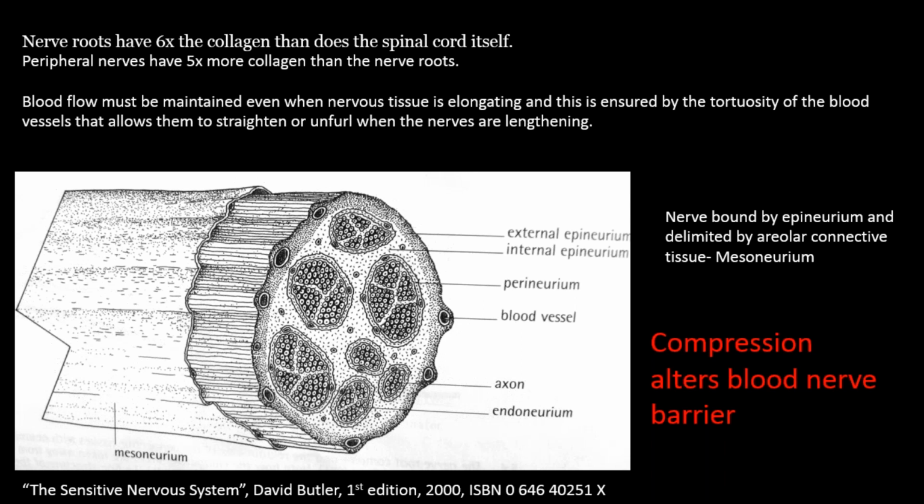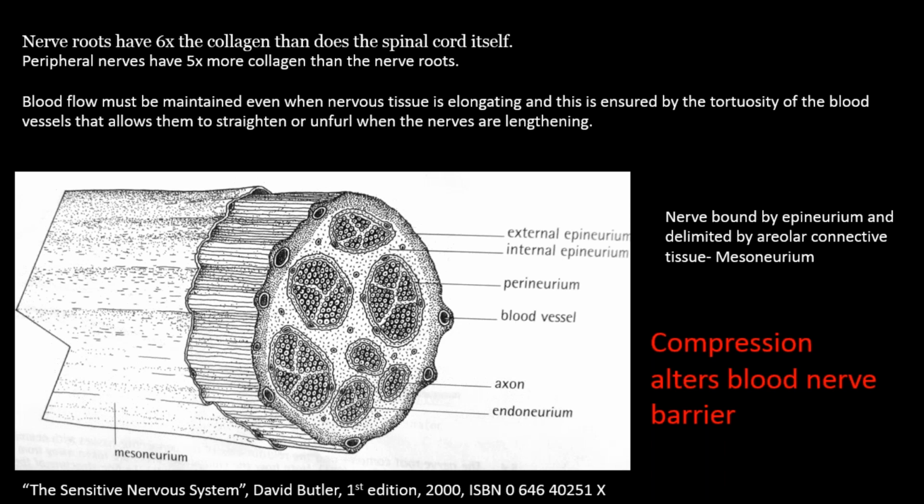And the connective tissue layer is also not consistent throughout the course of the nerve. Let's start from the nerve roots. Nerve roots have 6 times the collagen of the spinal cord, and as we go to peripheral nerves in the extremities, the collagen content is 5 times more than the nerve root. So roughly 50% of the weight of the nerve is connective tissue layer.